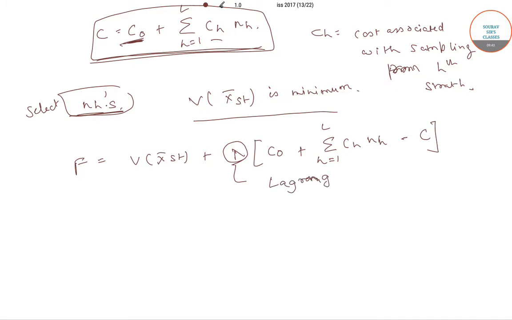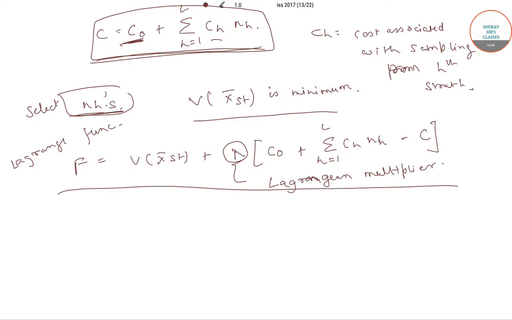So it is a Lagrangian multiplier. So we get our Lagrange function: f is equal to the variance of x bar st plus lambda into (c naught plus summation h goes from 1 to L of ch nh minus c). So this is our Lagrangian function.